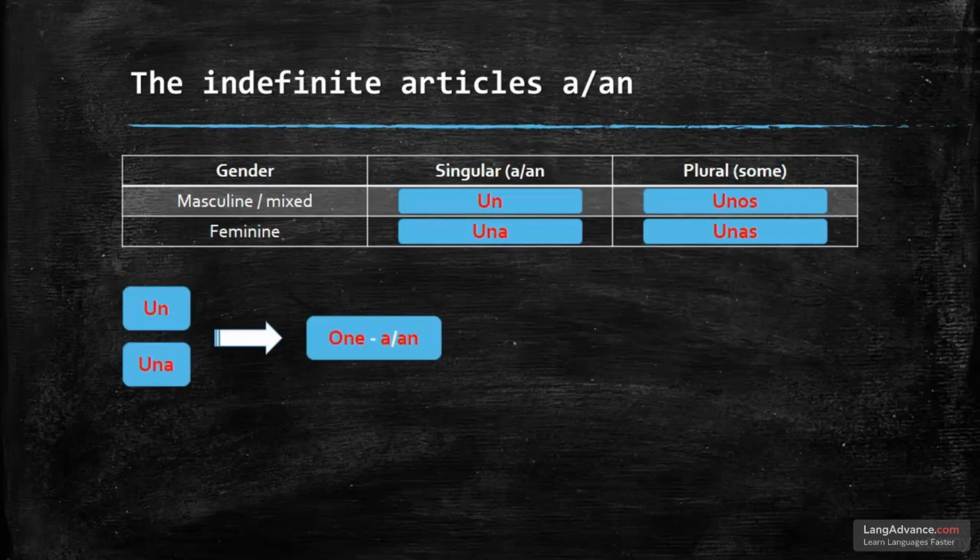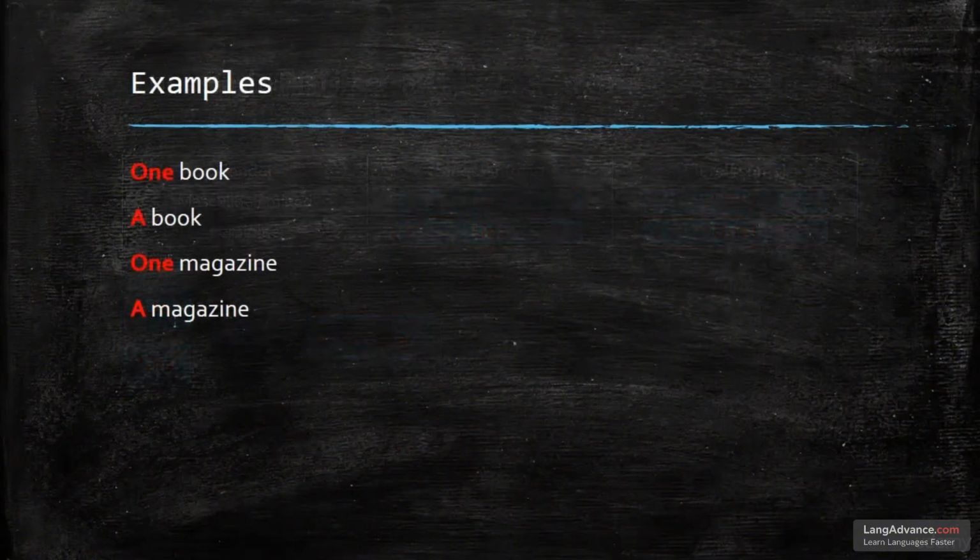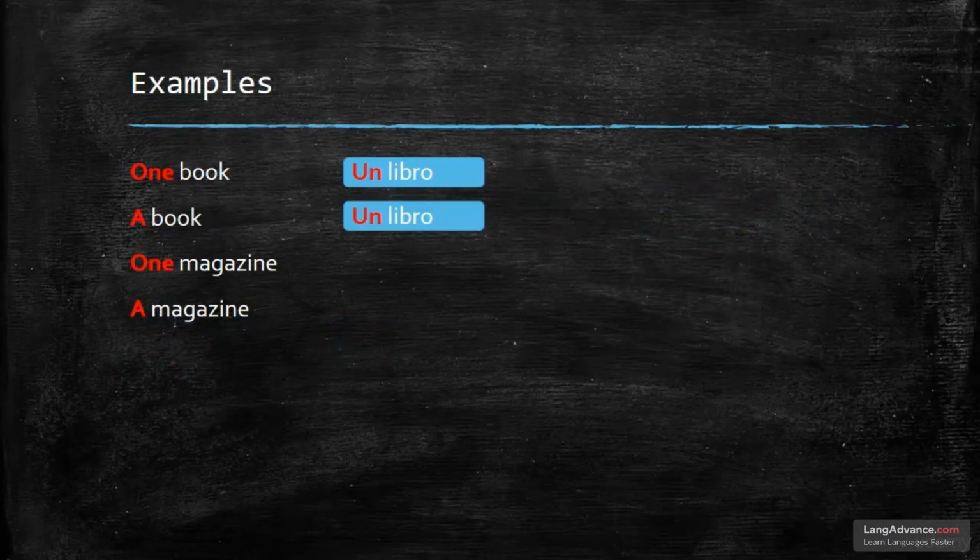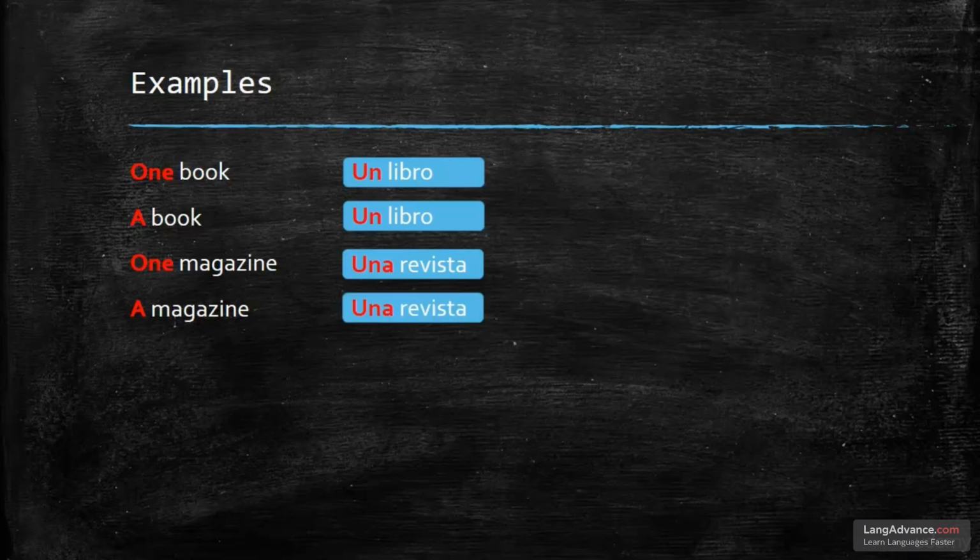Note that un or una can refer to one or a or an. For example, one book translates to un libro, while as we saw, a book is also un libro. Similarly, one magazine becomes una revista, which is the same as a magazine, again, which translates to una revista.